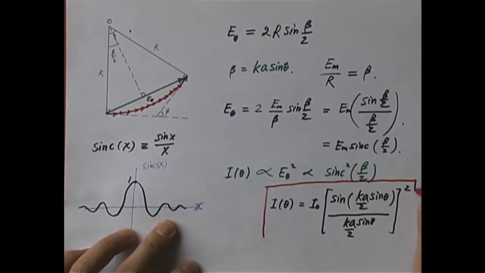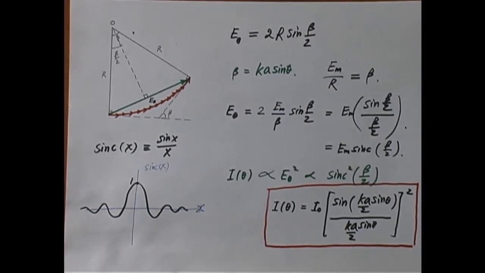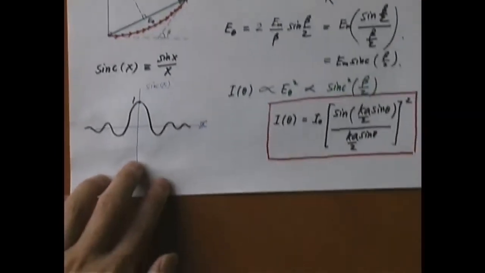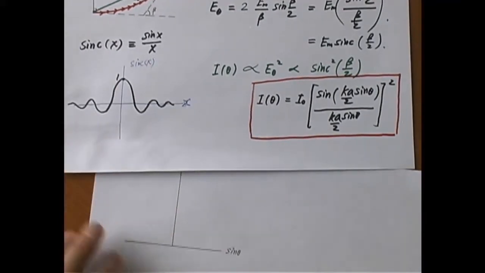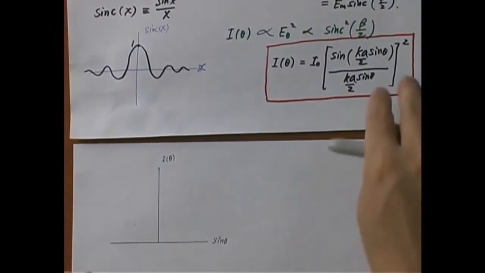Okay? This strange function describes the intensity distribution of a single slit diffraction. It's a sinc function, actually sinc squared, so we can plot how this function looks as a function of theta or sine theta. This is the sinc function itself. If you square it, you don't get negatives anymore. Everything will flip up to positive. So let me plot it here: I as a function of theta, it's basically a sinc squared.